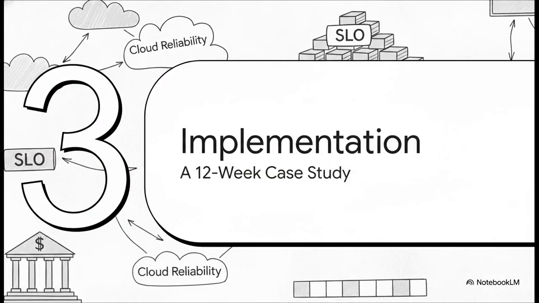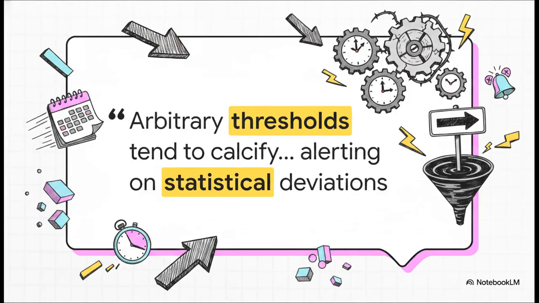Now for part 3, a 12-week implementation case study. To prove this isn't all just theoretical pie-in-the-sky stuff, consider this fascinating real-world example featuring Matt Vine, a cloud and reliability lead over at ANZ Bank.